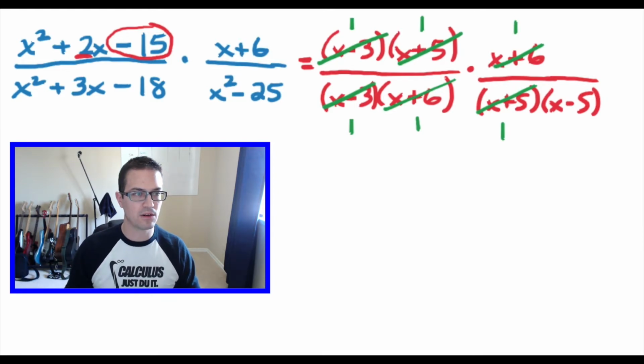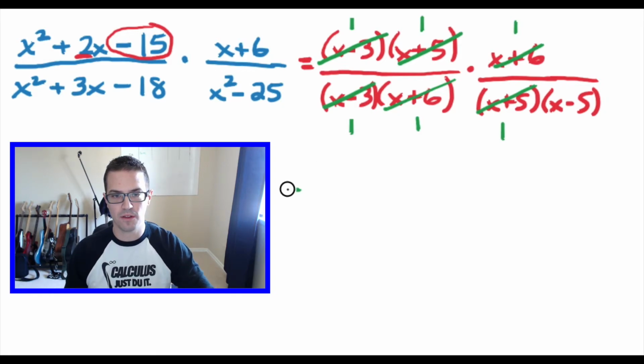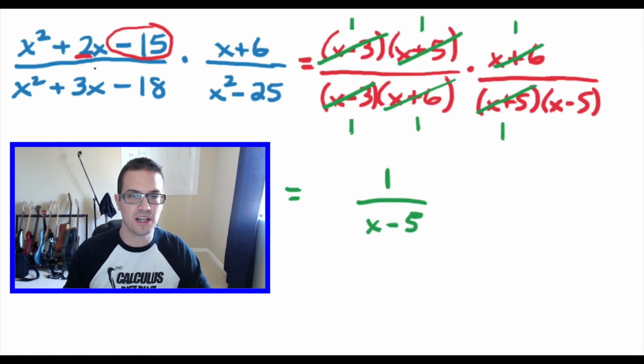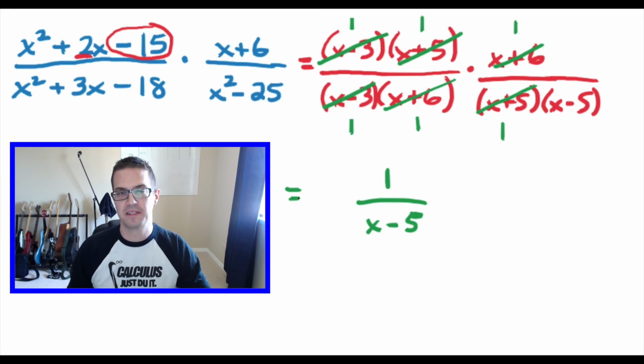Now, if you multiply across, what you'll notice is the final answer. On the very top, it's 1 times 1 times 1, which is just going to be 1, divided by 1 times 1 times 1 times x minus 5, which is just going to be x minus 5. And this is the simplified rational expression of what we're multiplying right here. So that's basically the answer.